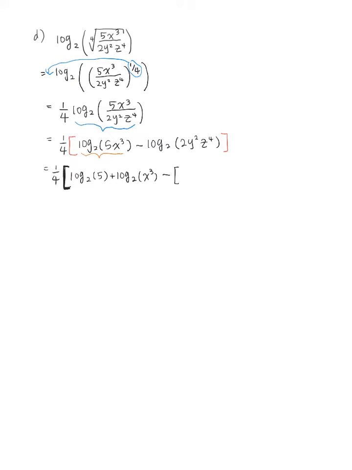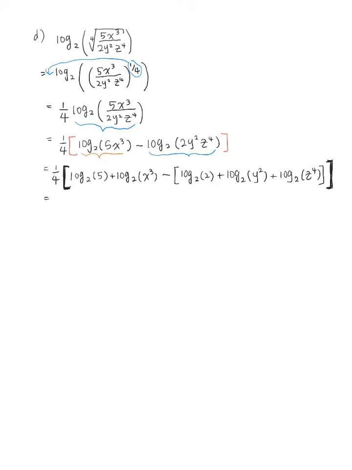Ready? So what we're going to be doing is we're going to be working here. All right, then what we're going to get is log base 2 of 2 plus the log base 2 of y squared and then plus the log base 2 of z to the 4th, bracket closed, and then the fat bracket closed. All right, now let's keep going.